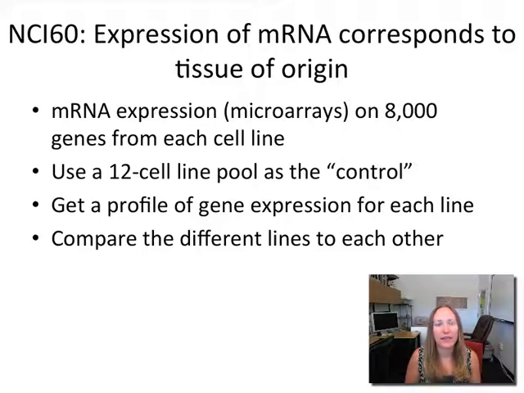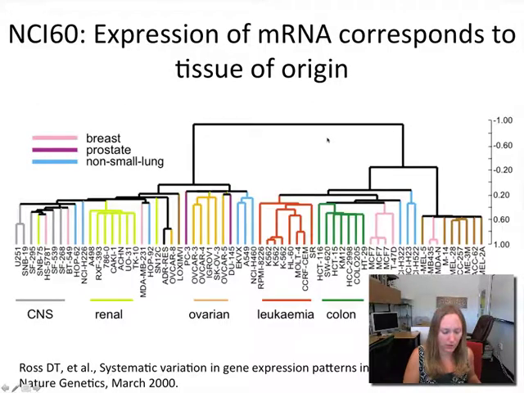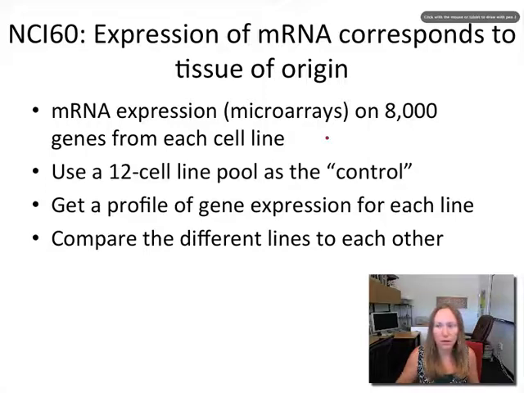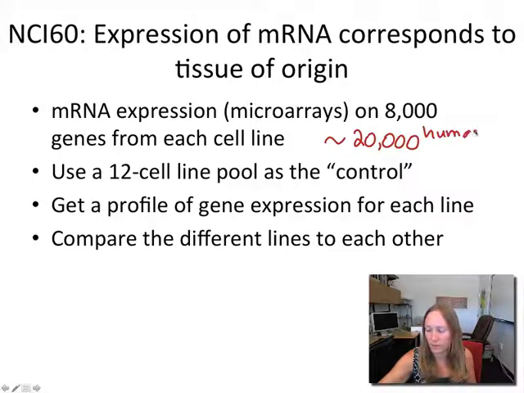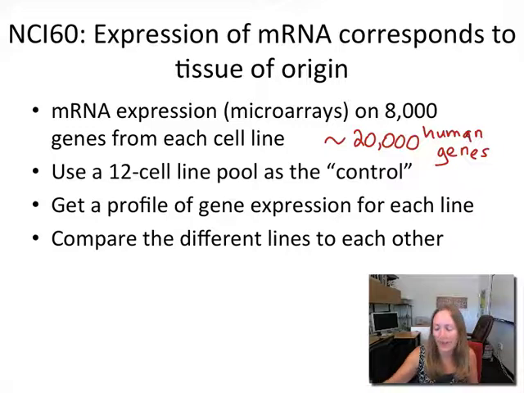So the first thing they show in their paper is that expression of mRNA corresponds to tissue of origin. And this is actually a pretty big deal. They tested the expression of 8,000 genes from each of these cell lines. You might know this, but this is out of about 20,000 human genes. And if you were doing this project today, you would probably test many more than 8,000. But on the first generation of microarrays, 8,000 is what you could do.